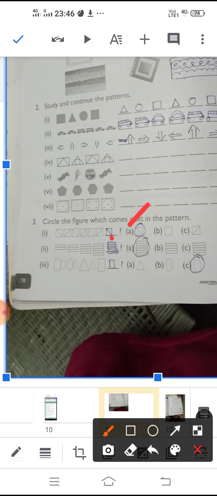Understood? How many lines are there? 1, 2, 3, 4, 5, 6, 7. Understood? That A part you will first of all circle, then you will draw the figure on the above blank.